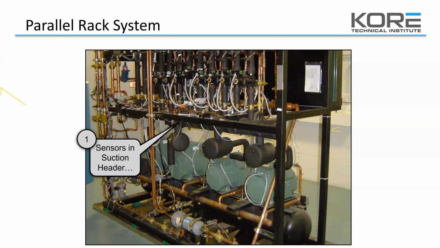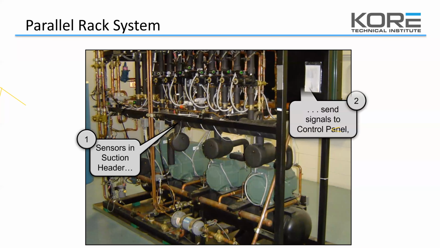So you'll have suction sensors inside of the suction header. The header is common to all 4 pumps, all 4 compressors. The discharge is common to all 4 of them, so they all contribute to the same mass circuit load for the dynamic process of the refrigerant.